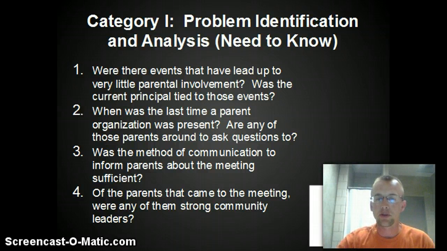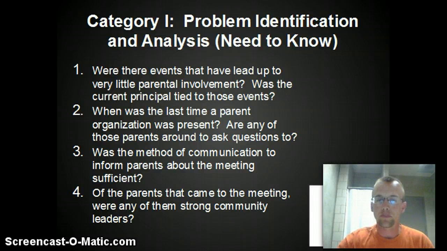Second thing I need to know is, when was the last time a parent organization was present, and are any of those parents around to ask questions to? Now, if it was a long time ago, there wouldn't be any parents to ask questions to, but if it was recent, there would be some parents that could give a voice of opinion on why the organization disbanded or the advisory council disappeared.